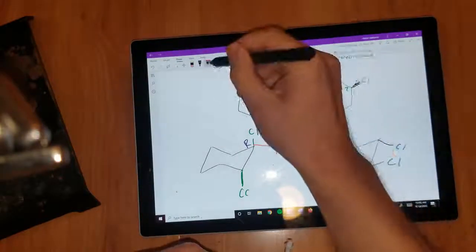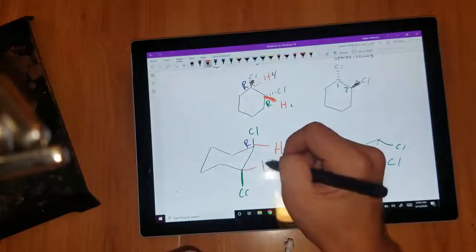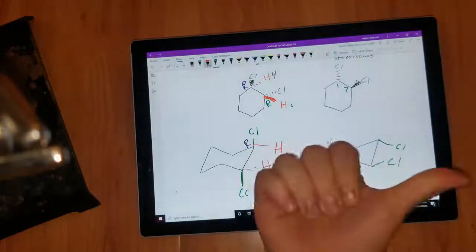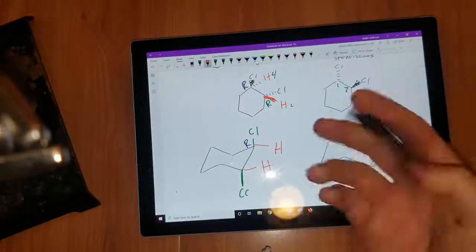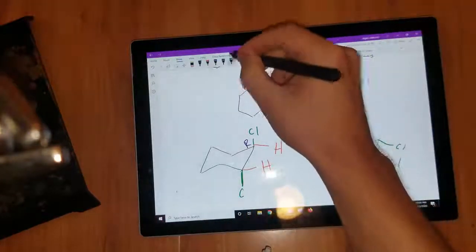And you can also see that with this structure right here. Stick my thumb out here because this hydrogen is sticking out here. This is a Cl, of course.